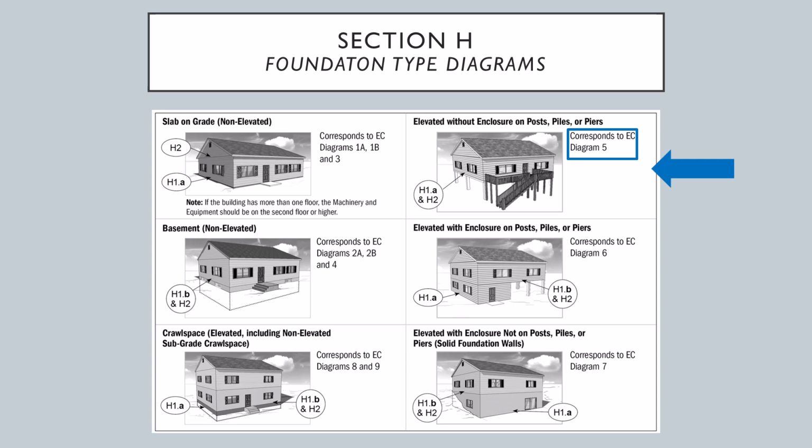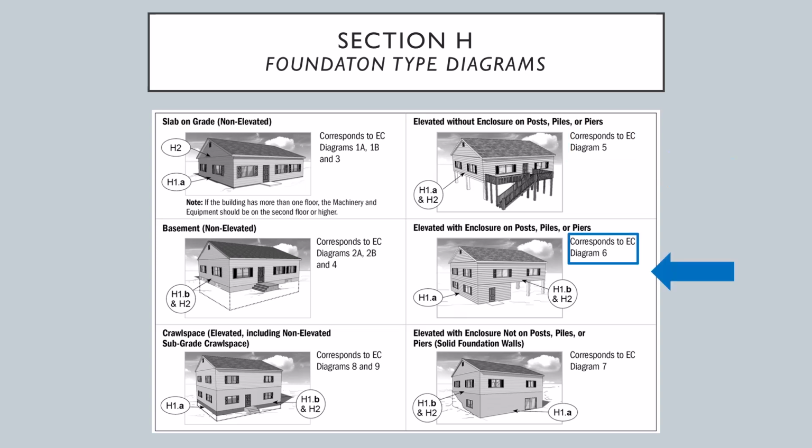Now let's flip over to the other side of the illustration and look at posts, piles, or pier foundations without any enclosures under the elevated floors, or diagram 5 buildings. For this type of foundation, the building's rating will be based on that first elevated floor since it's the first one above grade. The M&E must also be at this elevation to receive the discount since the risk is much less with an elevated floor. So the same elevation will be used for both H1A and H2 on the form.